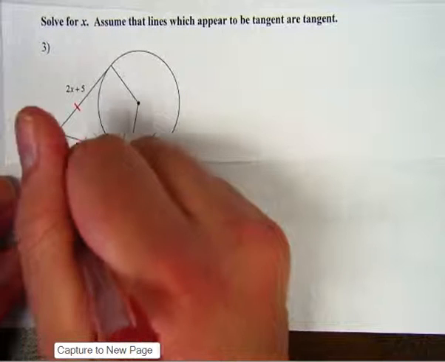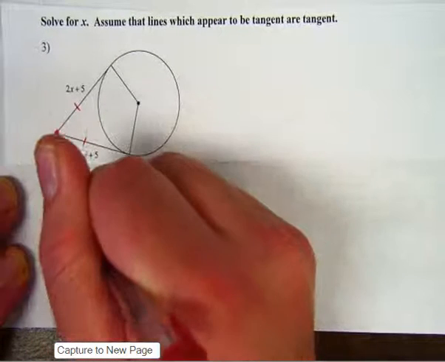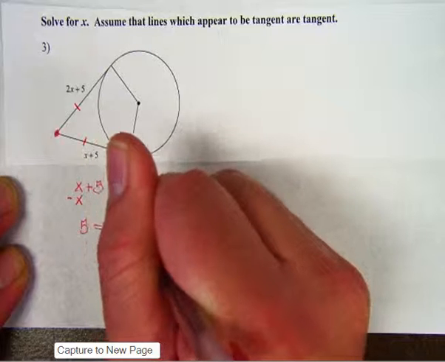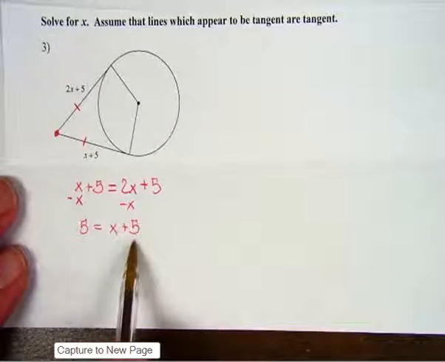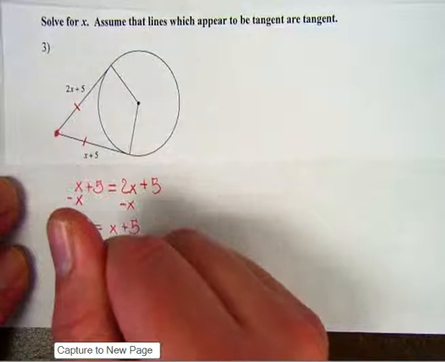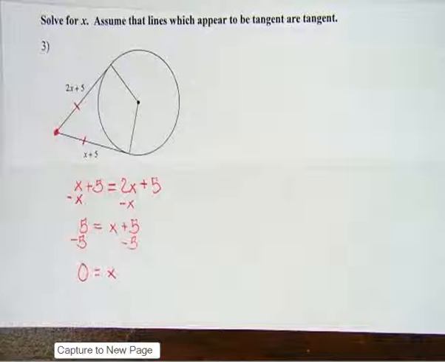Let's get all our variables on the same side. So I'm going to subtract x from both sides, and I'll get 5 equals x plus 5. And if you're clever, you may already know what's happening. So let's go ahead and subtract 5 from both sides. And we see that x must in fact be 0.